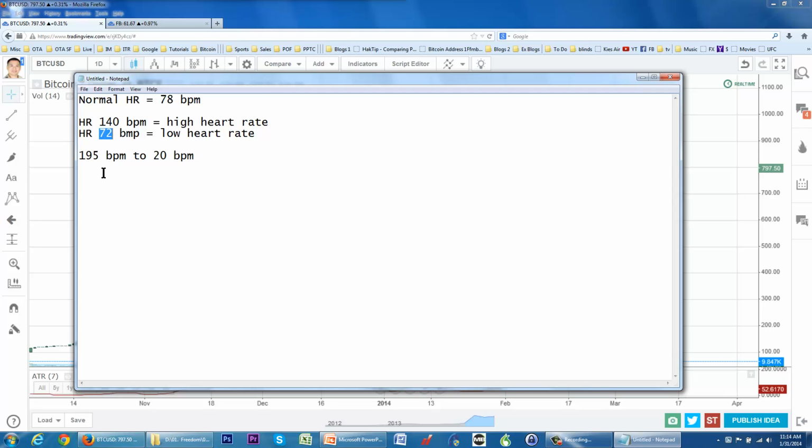So the only way that we know that the doctor knew that there was something wrong with my heart, one of the ways anyway, was to look at my normal heart rate, which was at 78 right here, and see that this is a low number and this is an extremely high number. So we're at either ends of the extremes, okay? So that's what the heart rate measures.